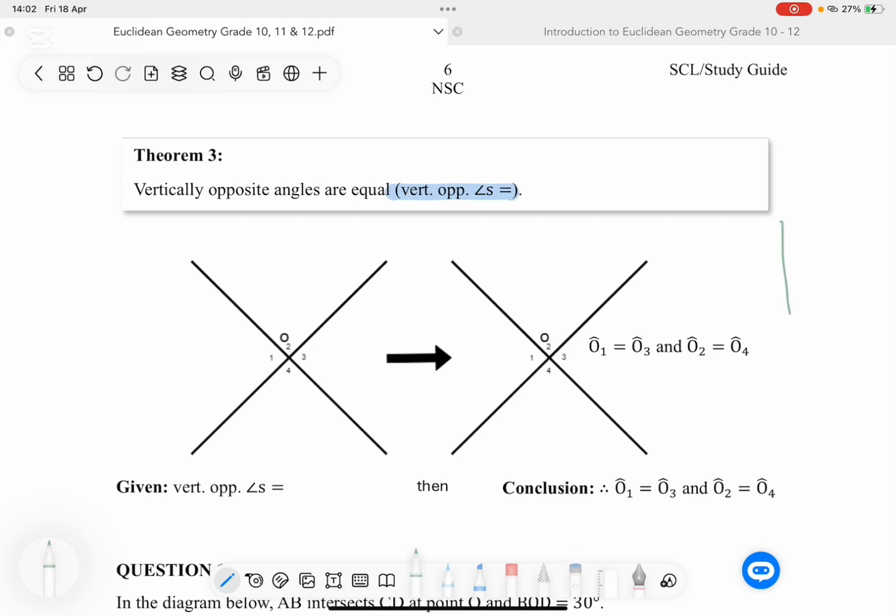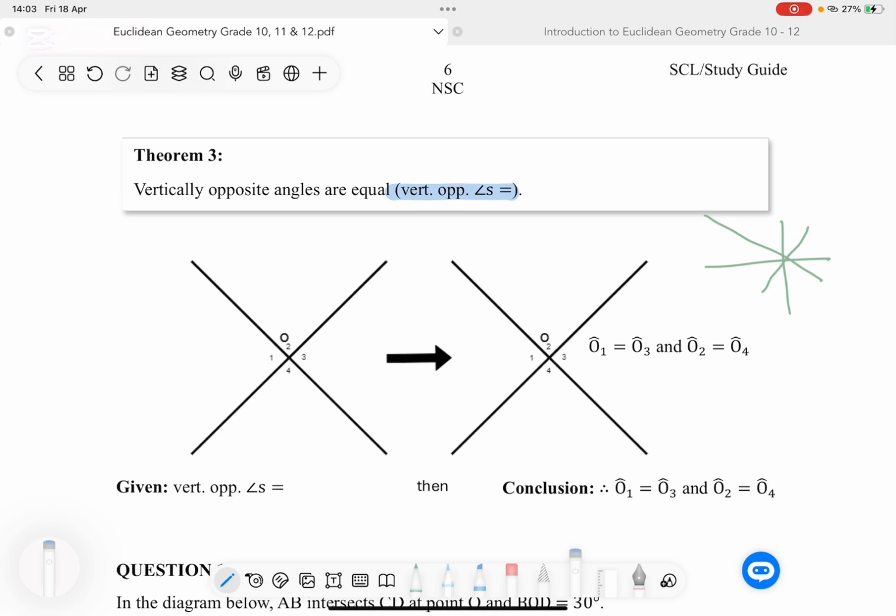This is equally true if I were to still have, let's say, angles that are sitting like this. Do you see that these two angles here are opposite to each other? We still call them vertically opposite, even though they are diagonally opposite. So any angles that are opposite to each other are called vertically opposite angles. So this means also here, angle O1 and angle O3 are equal. That is our conclusion.